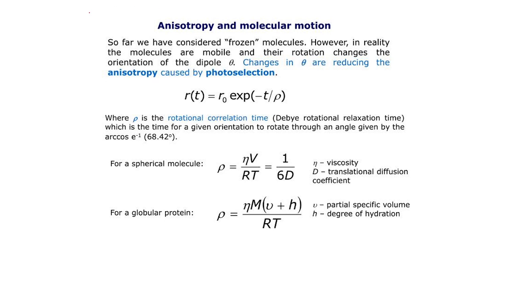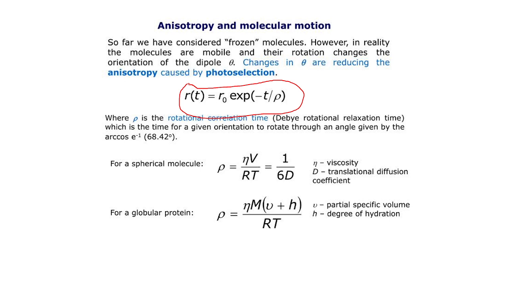Now, what we have seen so far is that we have considered frozen molecules. However, in reality, the molecules are much more flexible in movement and much more mobile, and the rotation changes the orientation of the dipole, theta. The changes in theta reduce the anisotropy caused by photoselection. So we have an equation, R(t) equals R naught e to the power minus t by theta_c, which is your rotational correlation time.